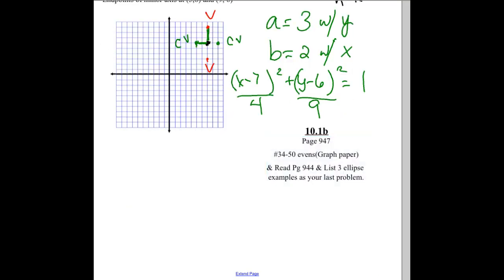All right, so assignment, you are going to be doing 34 to 50 evens, and then I want you to read on page 944 and give me 3 examples of what might show up as an ellipse. All right, where in the real world do we see an elliptical type equation? Okay, but it's all in the reading. It's not like you have to do any research. Okay.